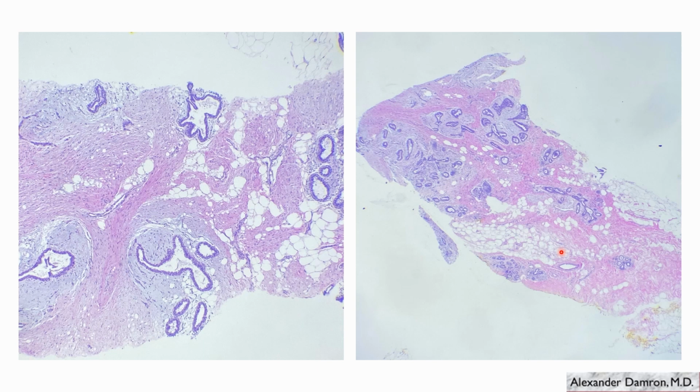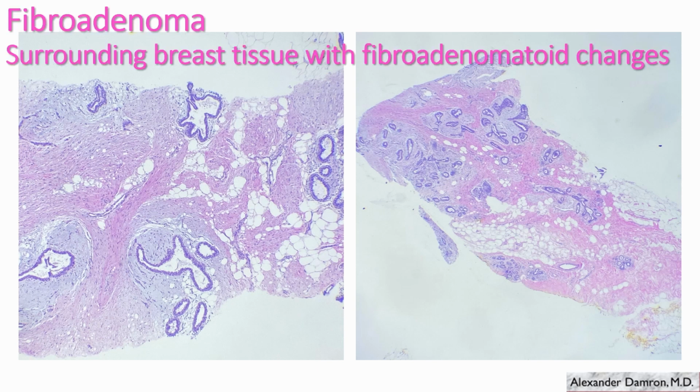I'm worried, let's get this taken out. This is different. This case has clearly a benign fibroadenoma, and in separate cores, we have this hyperplastic fibroadenomatoid change. So this is not an infiltration of that same lesion. So this is where you've got to be a little bit careful, because in this case, you could safely call this a fibroadenoma and surrounding breast tissue with fibroadenomatoid changes, and this doesn't necessarily need to be excised.